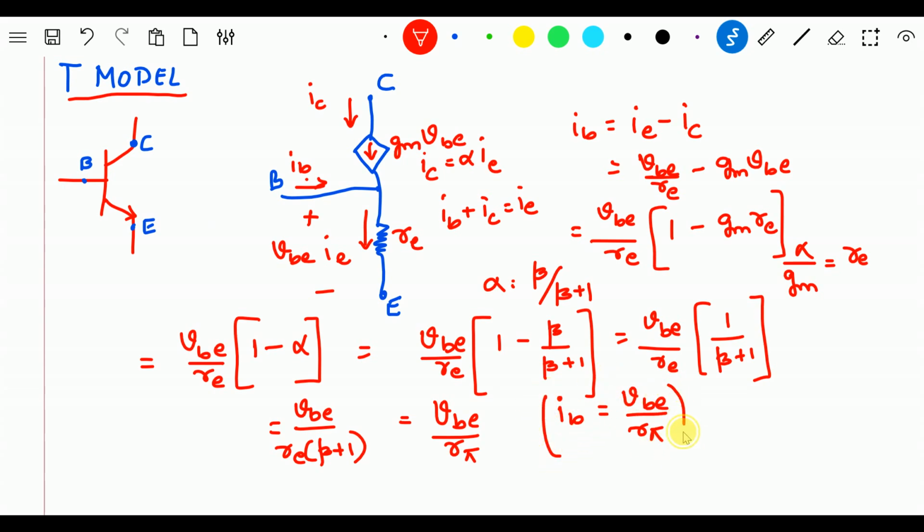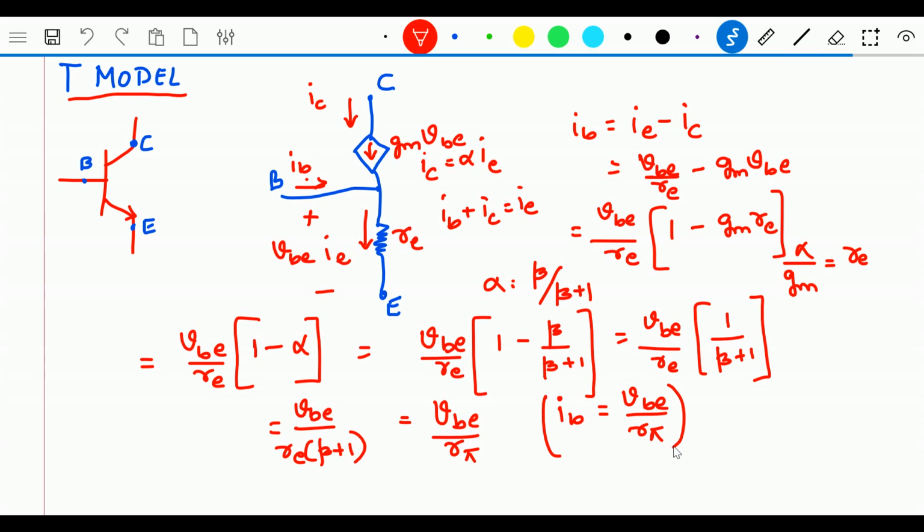So this is what the T model is all about. This is all about the pi model and T model, which we are going to use for any amplifier circuits to do AC analysis, such that the equations can be written in a simpler manner, and we can analyze the transistor amplifier so that we can easily find the voltage gain for any given transistor. Okay. Thank you.